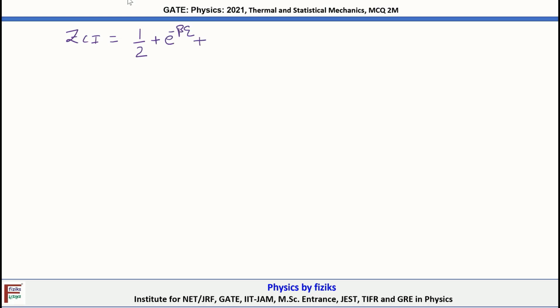Okay, the next term is 3 by 2 exponential minus 2 beta e, plus the next term exponential minus 3 beta e, plus 1 by 2 exponential minus 4 beta e, and therefore the partition function for classically indistinguishable particles matches with Z4 in one of the options.